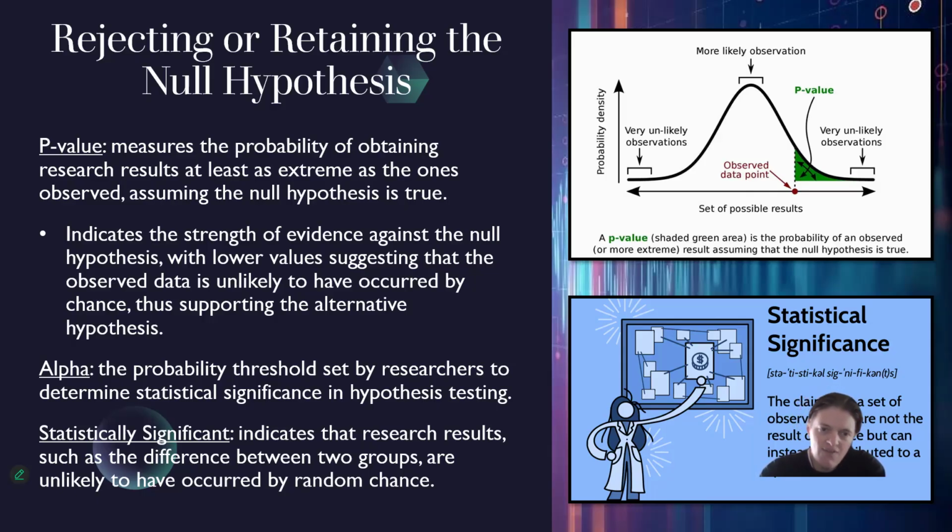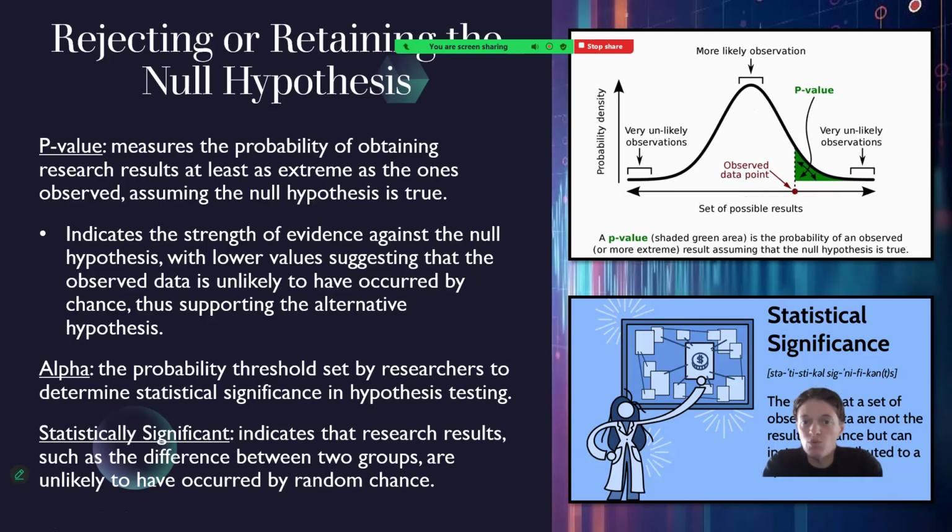A lower p-value suggests that the observed data is unlikely to have occurred by chance, thus supporting the alternative hypothesis, right? Which we don't want, right? We want to be able to reject the null if we're able to do so. And you can see this here in the little chart. We have our bell curve, right? So right in the middle would be our mean, and then we have our standard deviations. The p-value we've defined as this little area over here. And so if we get way over here, it's a very unlikely observation to have made, right?